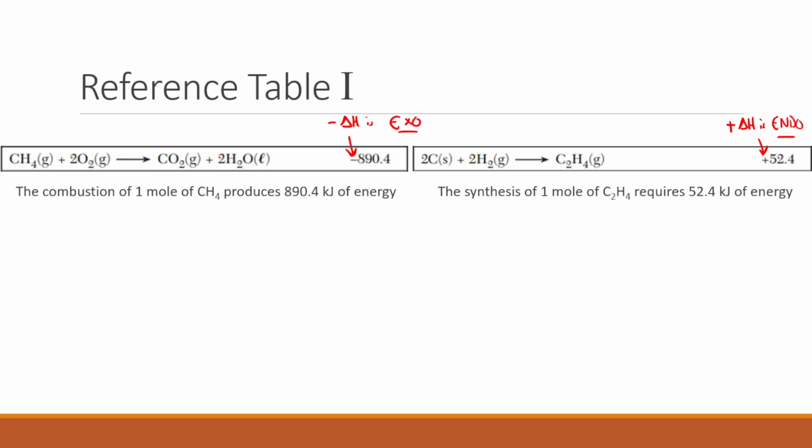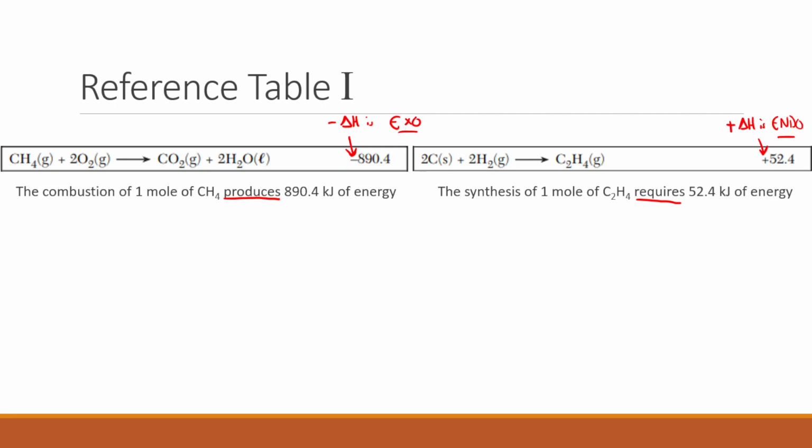But where did the sign go? This is a negative delta H. Where's the negative here? This is a positive delta H. Where's the positive here? Where did those signs go? And the answer is the sign is right here. All the positive or the negative sign does for a delta H value is tell us whether a reaction is endo or exothermic.